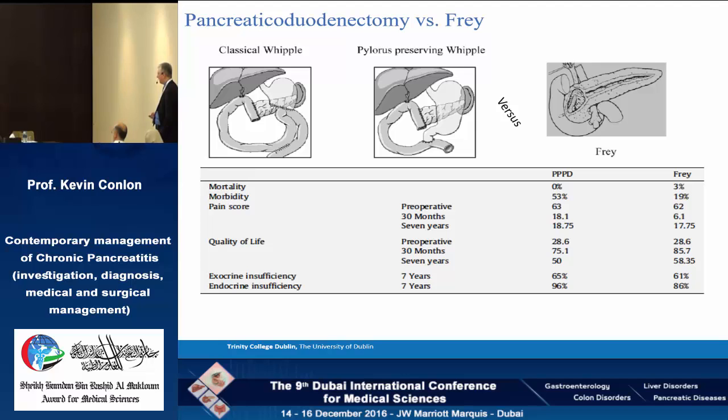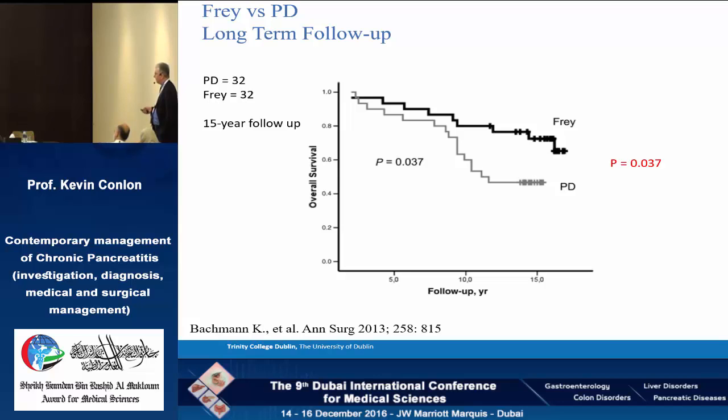What was interesting recently, Karen Backman and colleagues from Hamburg presented one of the randomized trial data, the long-term follow-up, 15 years follow-up, and whilst there was no difference in terms of symptom control, there was a difference in terms of overall survival, with the patients who had the limited procedure doing better than the patients who had the pancreaticoduodenectomy. And I wonder, does this reflect the greater change in intestinal function that the pancreaticoduodenectomy brings? It's intriguing. We don't really understand the reason for this.